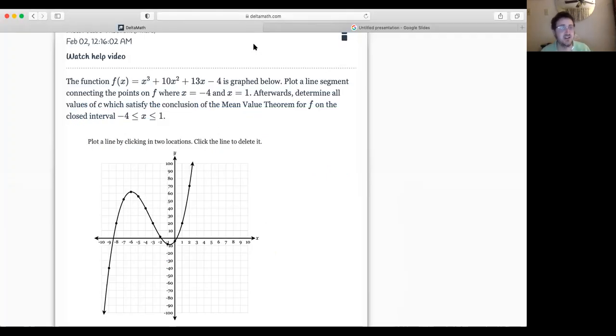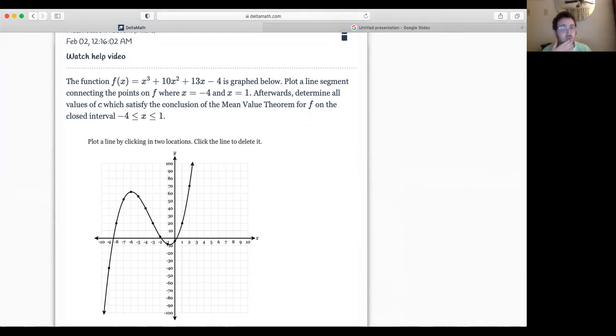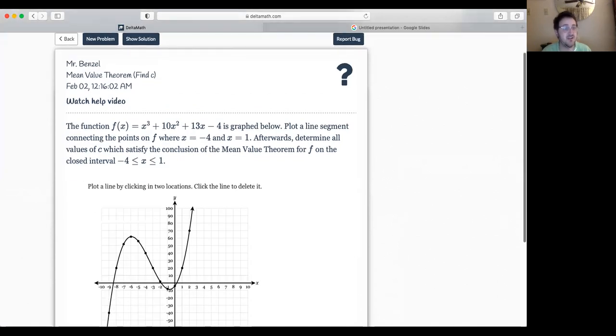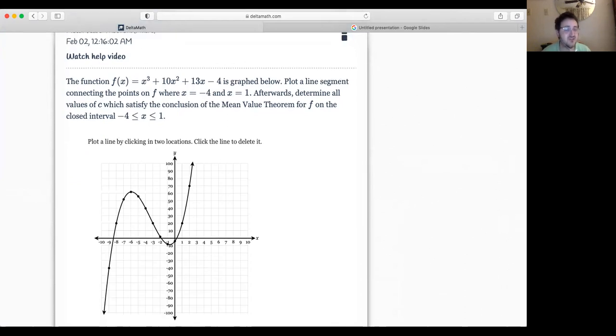All right. Now we're going to look at another type of example here. So this is actually finding the c for which the Mean Value Theorem works. So it is kind of wordy here. This says the function f of x is equal to the polynomial expression. So we always give you a polynomial function, its graph is below. Plot a line segment connecting the points of f where x equals negative 4 and x equals 1.